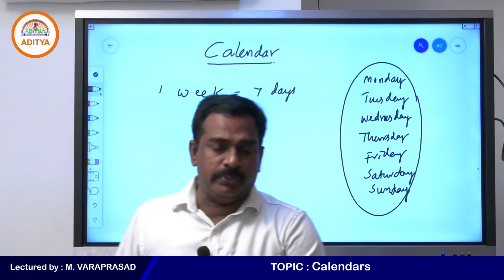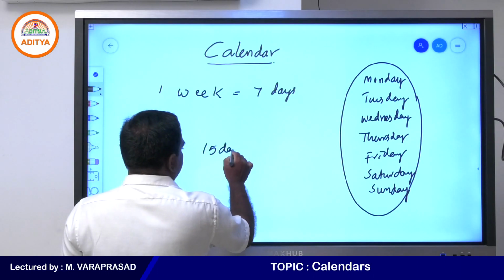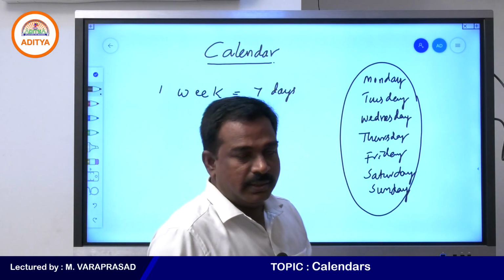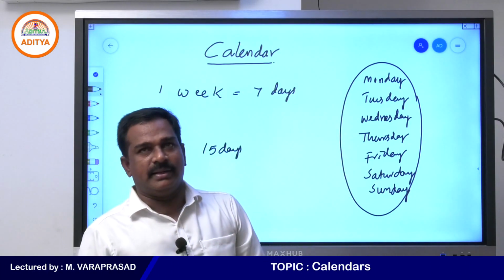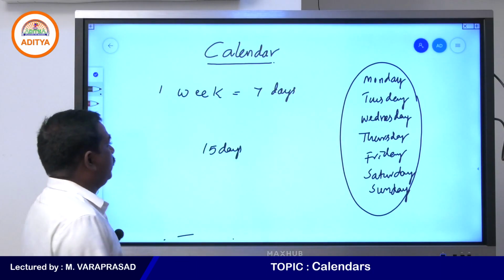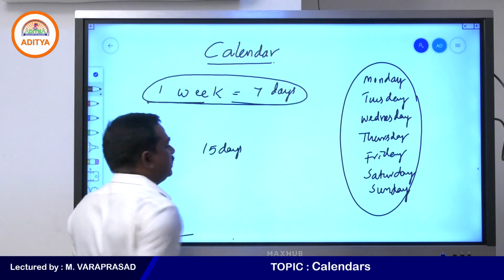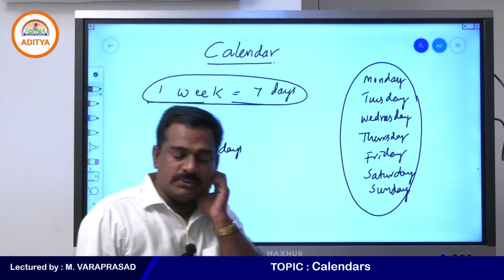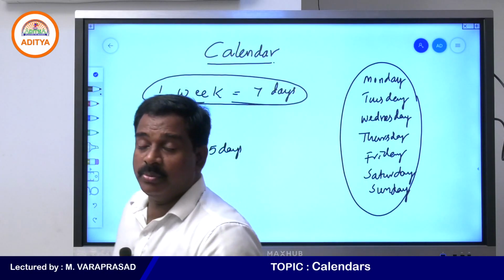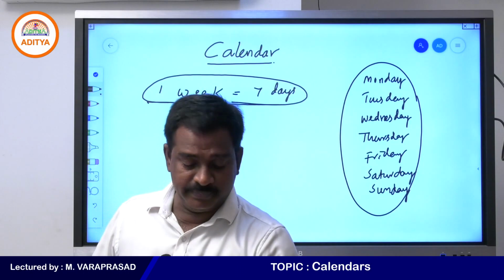Suppose I give you 15 days. In these 15 days, how many weeks are there? Yes my students, let me know how many weeks are there in these 15 days. We know that 1 week means 7 days. I have given you 15 days, so how many weeks are there in 15 days?